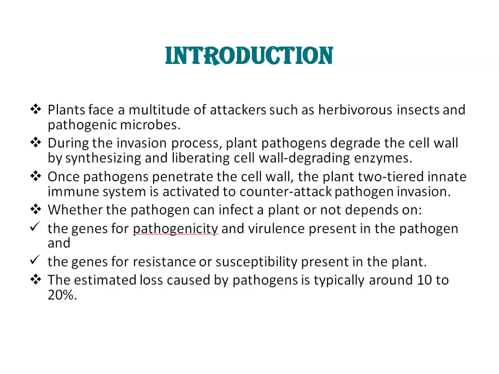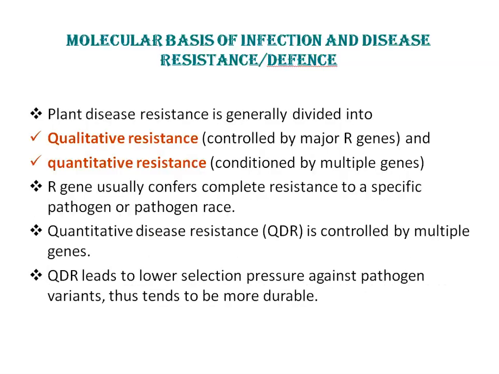Whether the pathogen can infect a plant or not depends on the genes for pathogenicity and virulence present in the pathogen and the genes for resistance or susceptibility present in the plants. In plants, the estimated loss caused by pathogens is typically around 10 to 20%. Molecular basis of infection and disease resistance.